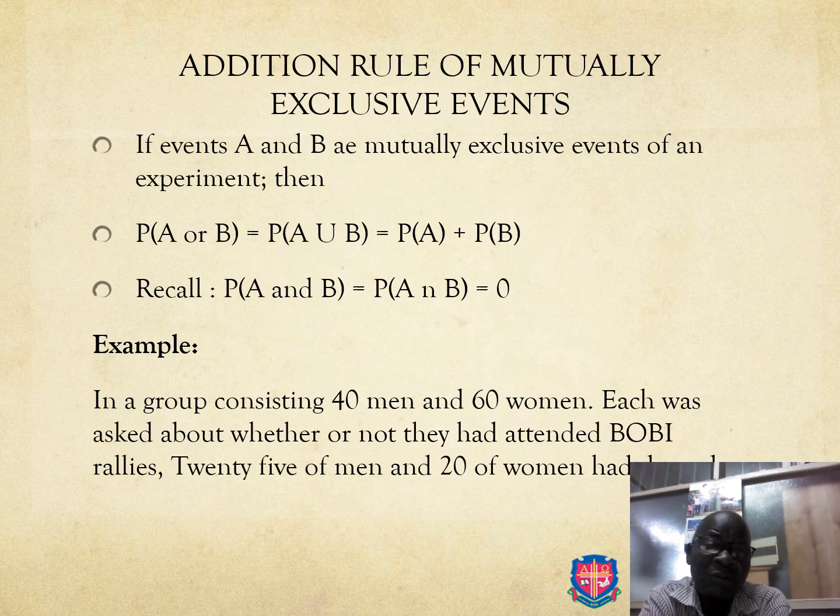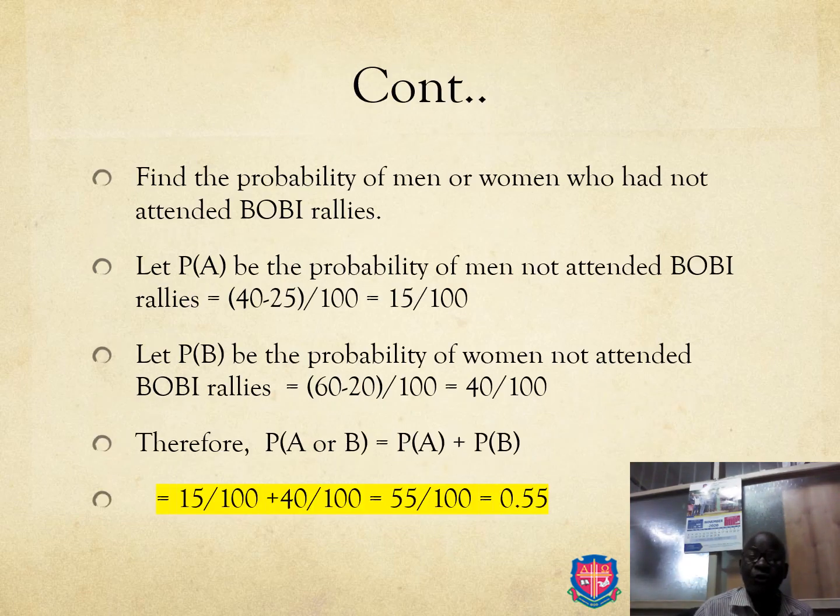So let me give you an example. In a group consisting of 40 men and 60 women, each was asked about whether or not they had attended Bobby Larry's. 25 of the men and 20 of the women had done so. Then you are asked to find the probability of men or women who had not attended Bobby Larry's. So being a man and being a woman are mutually exclusive. So that is categorically mutually exclusive.